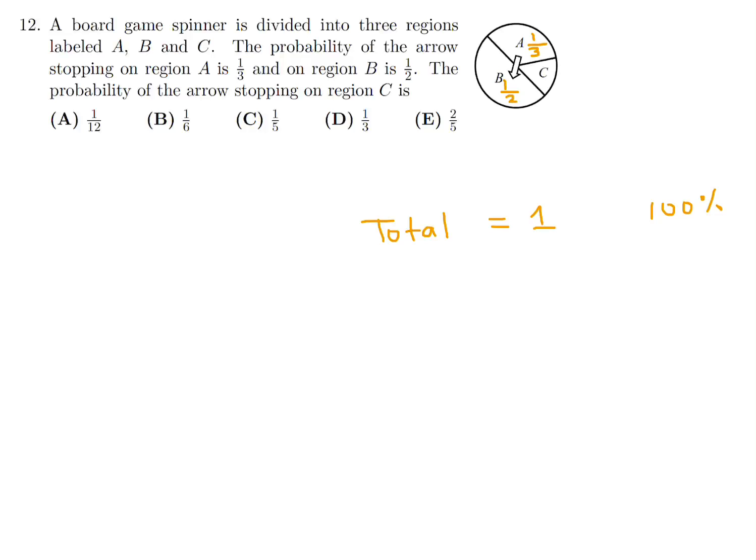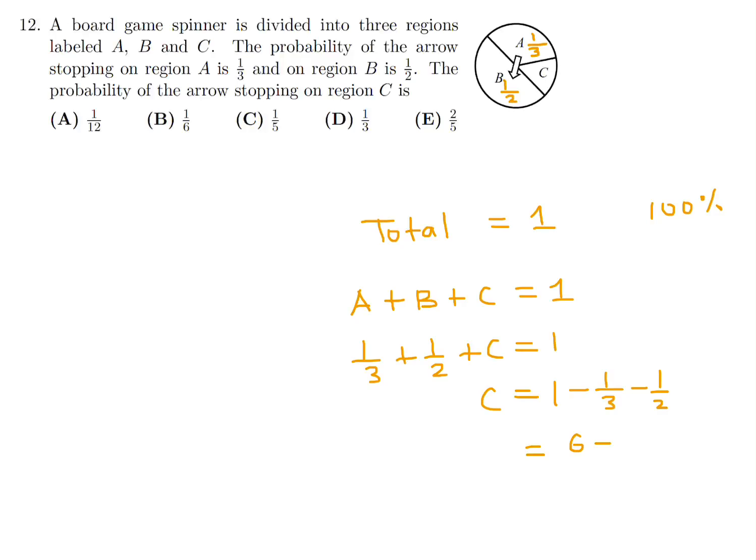So to get C, you have to subtract from 1 because A plus B plus C is equal to 1. So A is 1/3, B is 1/2, and C is what we're trying to figure out. So C will be 1 minus 1/3 minus 1/2. Common denominator is 6. So that will be top and bottom by 2, top and bottom by 3, all over 6. So this is 1/6. So number 12, the answer is B.